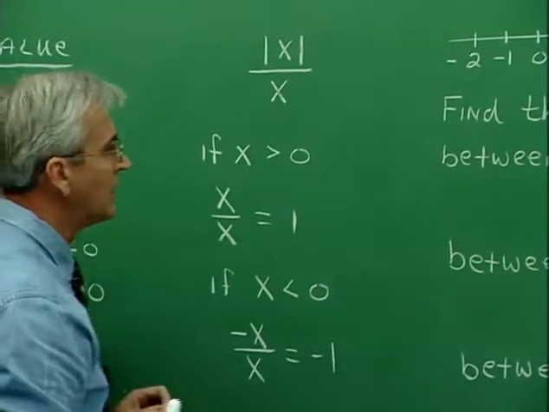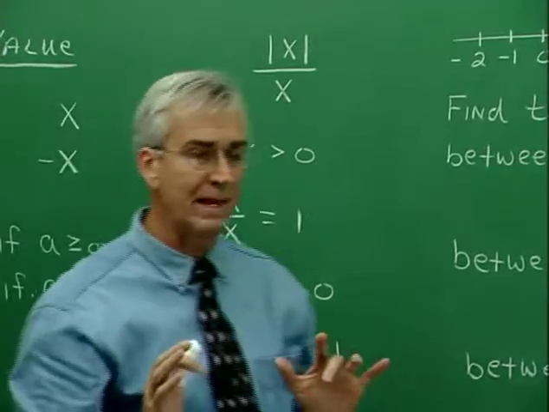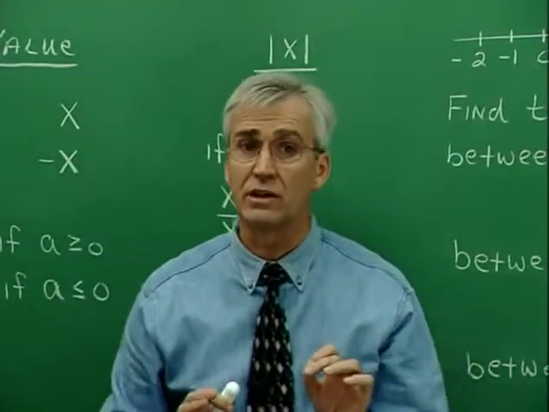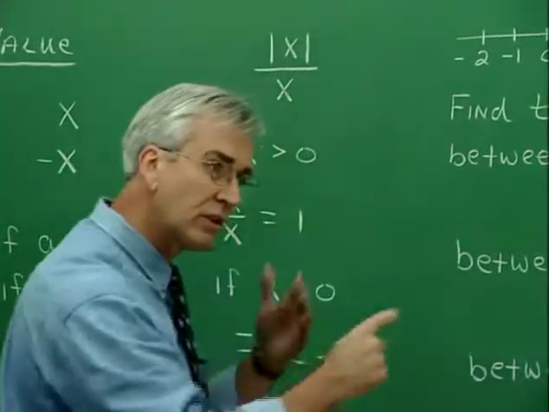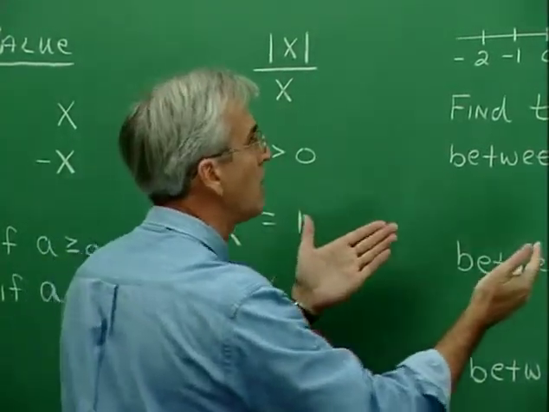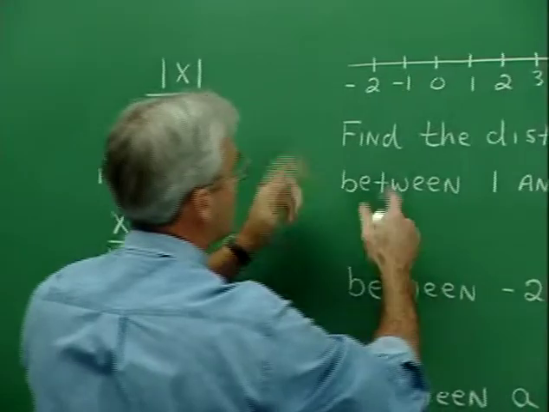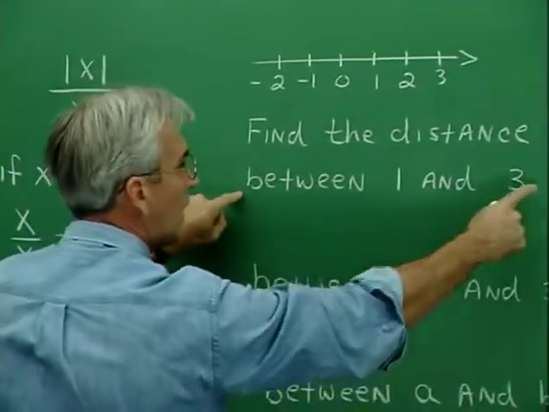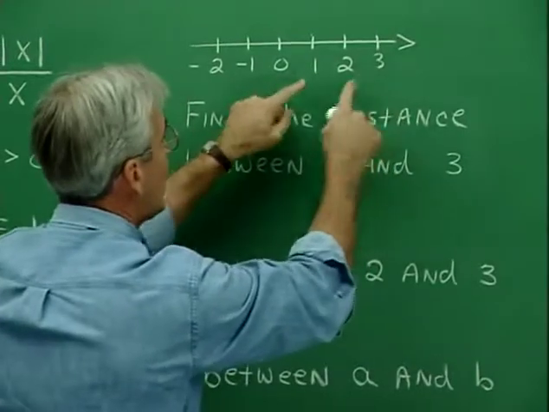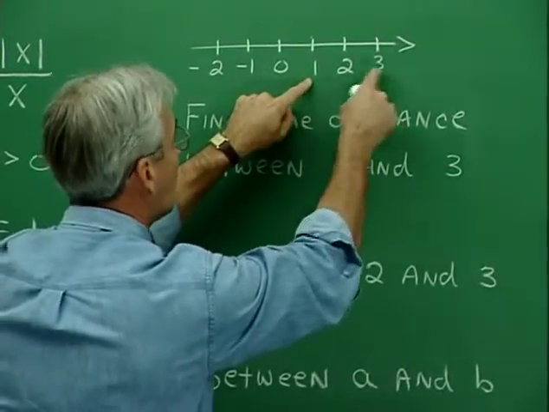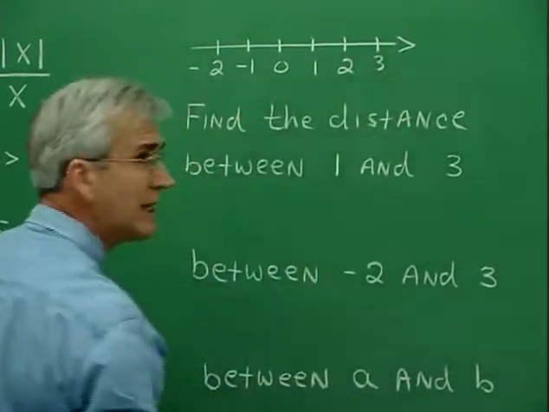The idea of absolute value being associated with distance allows us to evaluate the distance between two numbers on the number line. Here we have a number line. Suppose we want to find the distance between 1 and 3. Well, it's pretty easy for 1 and 3. We can just count the units. From 1 to 3 we have, let's see, 2 units, you see, real easy.